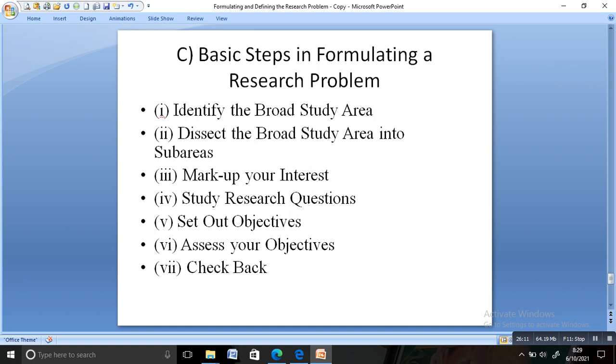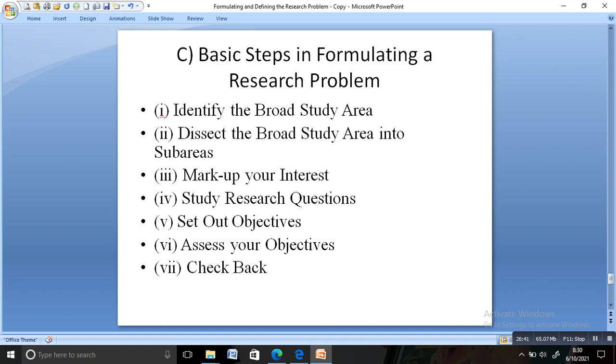That is your interest. You should study the research question. You should go through various research questions, set out your objectives, assess your objectives, and check back. You first check the objectives. Initially you may have so many questions about the level you will do, then you think I have only limited time, 6 months, whether I am able to complete all of it. So you assess your objectives and check back.